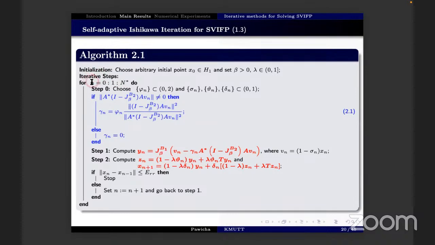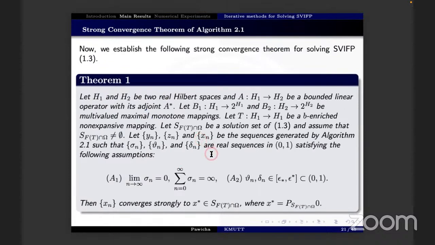Yes, and this is my algorithm. We start from step 0 and then calculate the sequence gamma n, and then we go to step 1, step 2. If it satisfies this condition, then the algorithm stops. Okay, and this is the strong convergence theorem.